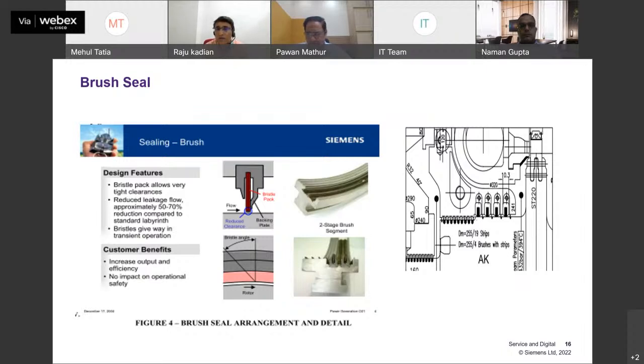Now the brush seals we generally provide in the balance piston area. These are costly affairs. Generally, we include them in the design based on customer requirements. Its main function is to provide minimum clearances between the rotor and stator. Generally, the clearance value is in the range of 0.1 to 0.2 mm.